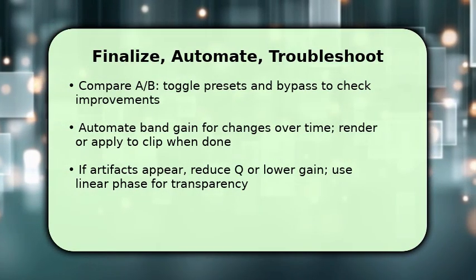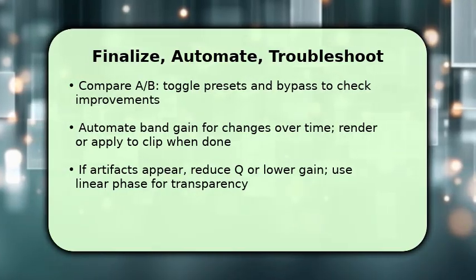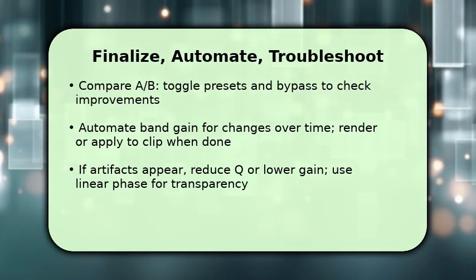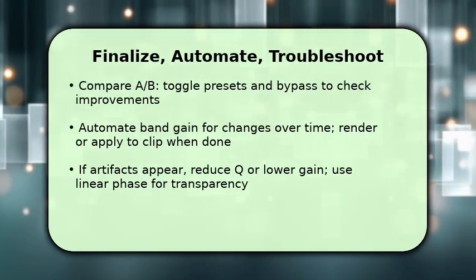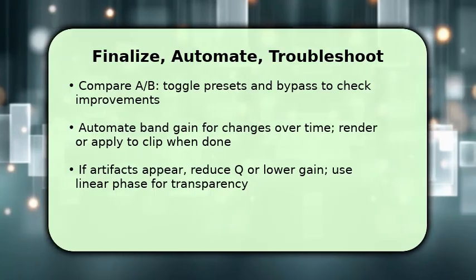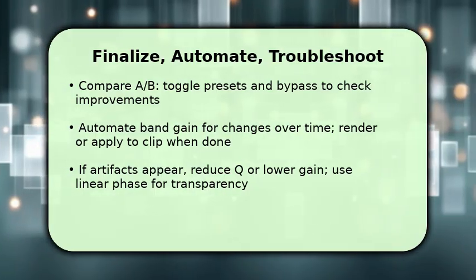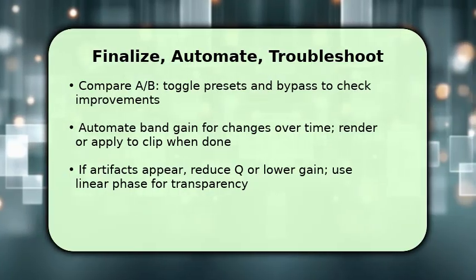If you hear ringing, phase issues, or unpleasant artifacts, make sure to reduce Q, lower boost/cut amounts, or switch to a linear phase mode to preserve transients. Finally, trust your ears and reference other tracks to validate tonal choices.